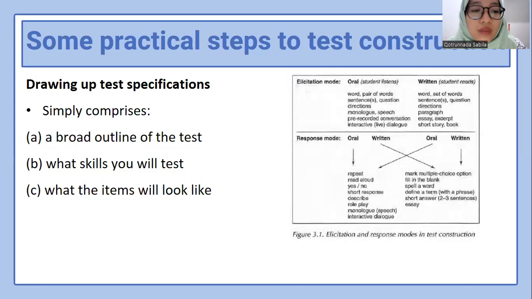There are options of elicitation and response modes in test construction. Okay, you have a broad outline of the test, what skills you will test, and also what the items will look like. Here we have the elicitation mode: oral, that is the student listens, and the student reads. And then we also have a response mode. We also have the oral and written modes.